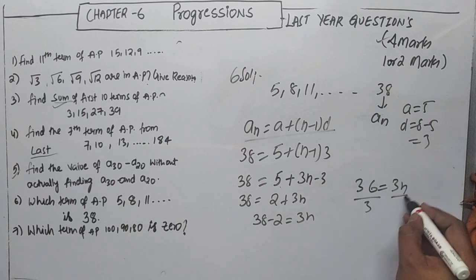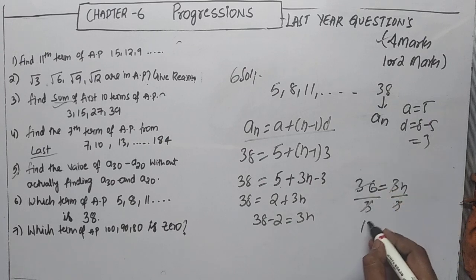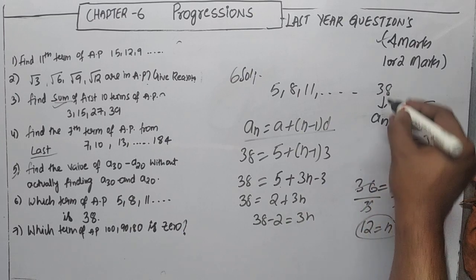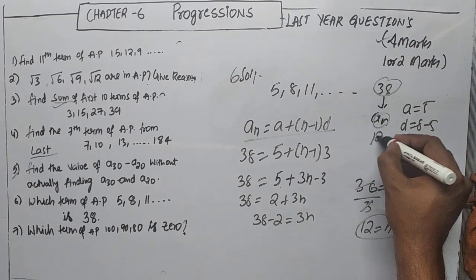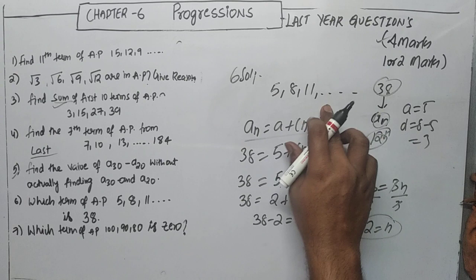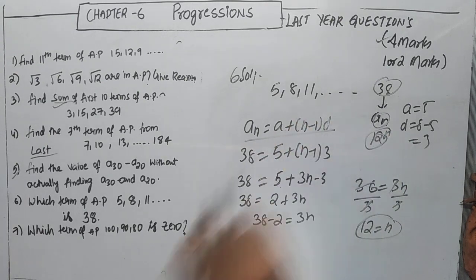Divide both sides by 3. 3 ones are 3, 3 ones are 3. So n value is 12. అంటే ఈ 38 అనేది 12th term. This is the 12th term of this AP. 12th term of this AP will be 38.